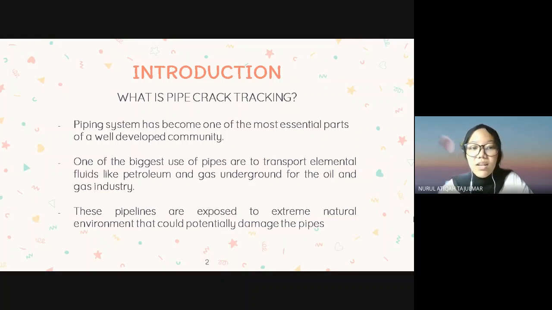The one that I've read about in most articles, there are almost 72,000 kilometers that were installed in the USA alone from the year 1952 to 2017. And they are not just installed over very long distances, but also at an incredible depth into the ocean floor so that they can reach the source of the petroleum. So naturally, these pipelines are exposed to extreme natural environments that could potentially damage the pipes.